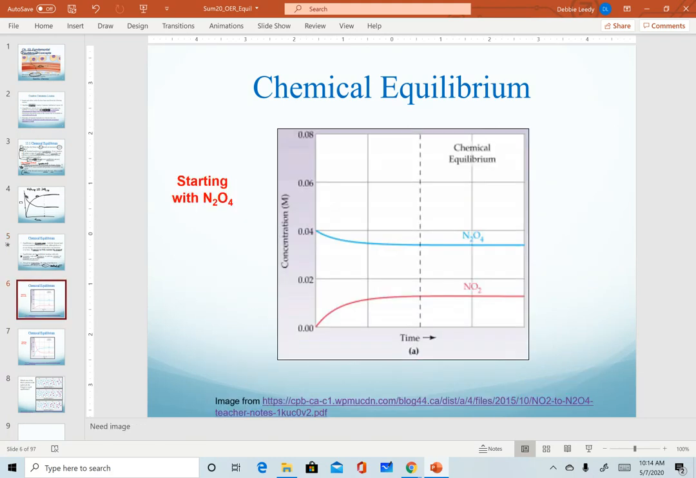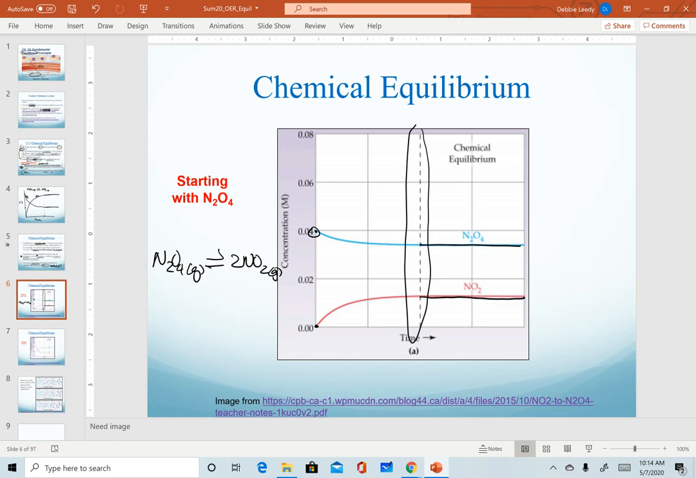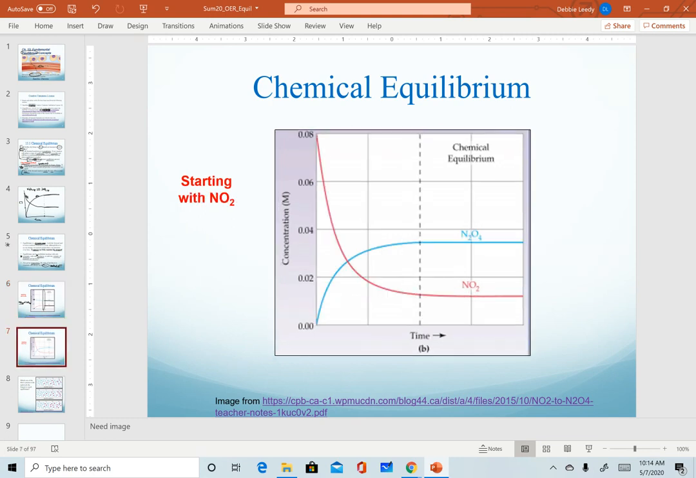So a little prettier graph here, again showing our same decomposition reaction. And this one is showing that if we start with N2O4, right, we're starting with a concentration of that. NO2 is our product. It starts at 0. Again, realizing this vertical line here is illustrating when chemical equilibrium has been reached. So again, these concentrations have leveled off and are no longer changing. So that is starting with N2O4 as a reactant.